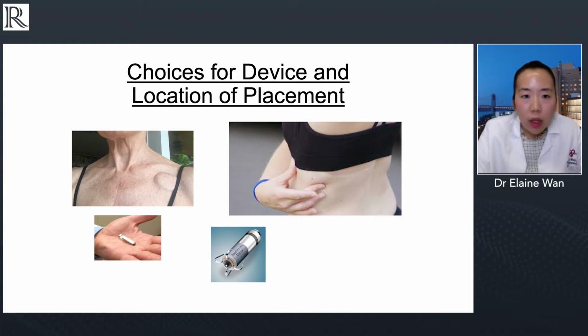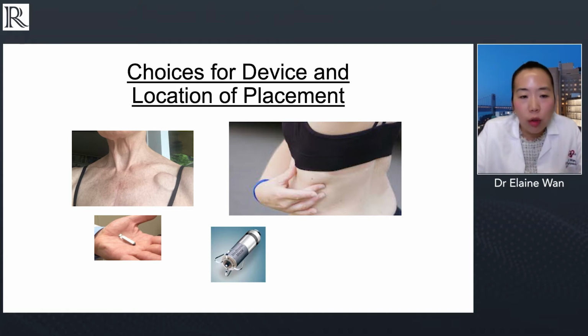Our next slide shows that there are choices for device and location of placement. On the left-hand corner here is actually a blog from a patient who talks about her experience with having a pacemaker. It's called Cœur crevé, which means basically my heart has burst in Belgian or French. And basically she documents her experiences with having her device and how that affects her daily living, for example, the bra strap along with where the pacemaker is.